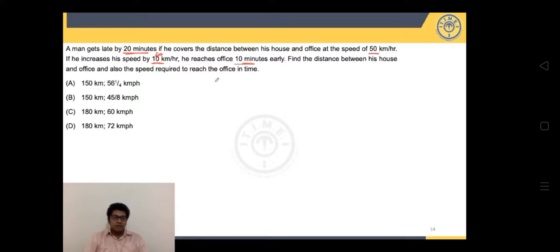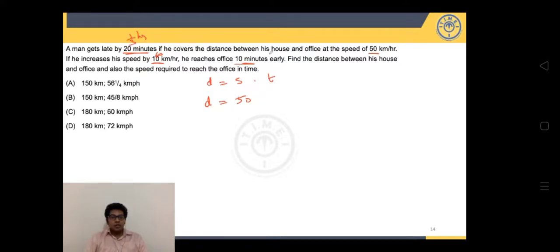So we have the formula distance equals speed into time. Right, now the man gets 20 minutes late, so the distance is the same. So 20 minutes late if he covers the distance at a speed of 50 km per hour. So when the actual speed is s, actual time is t, actual distance is d. So d is equal to, when the speed is 50 kilometers per hour, he's 20 minutes late, so I have to convert it to hours. Therefore he is 1 by 3 hours late. So 20 minutes is nothing but 1/3 of an hour.